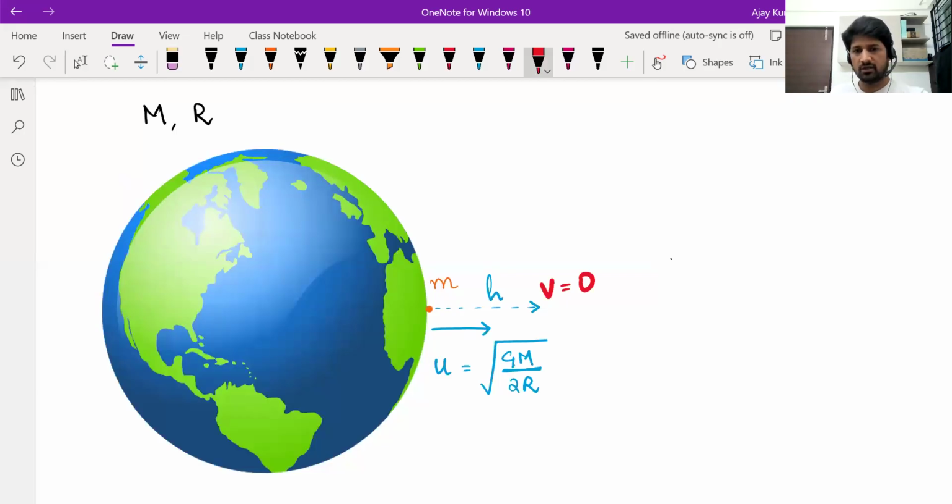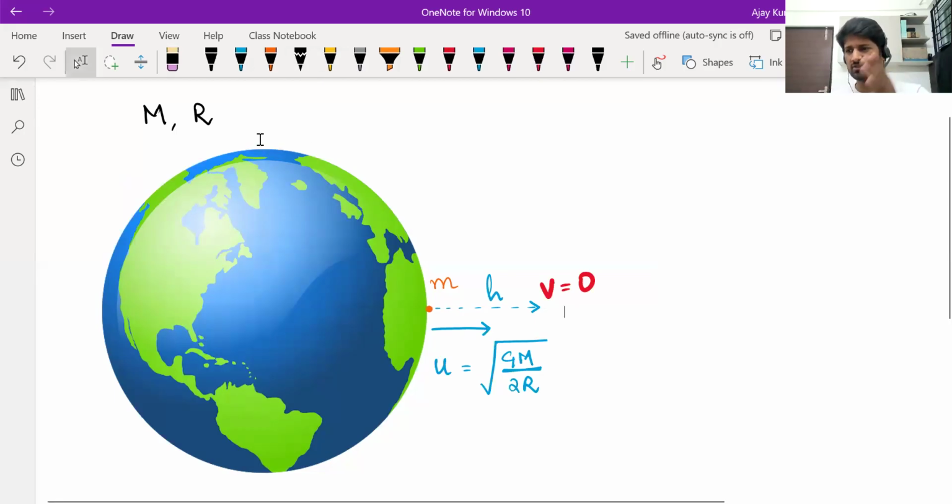So you know the initial velocity, you know the final velocity. You need to find out to what extent it will move. Velocities and positions are related in mechanical energy conservation. And you know this object stops due to the gravitational force of the planet. Gravitational force is a conservative force, so mechanical energy conservation is valid in this situation.